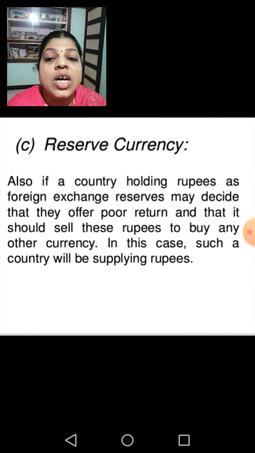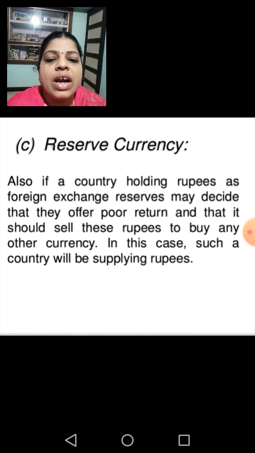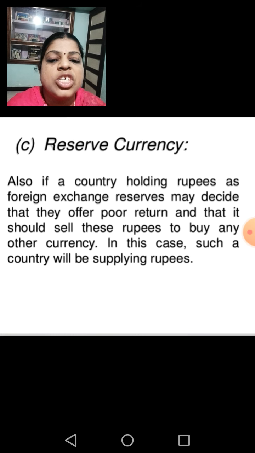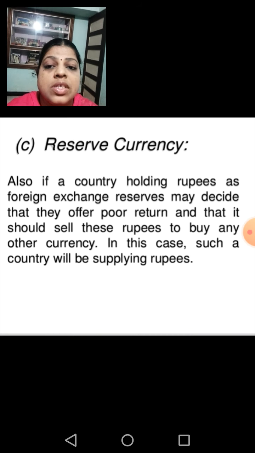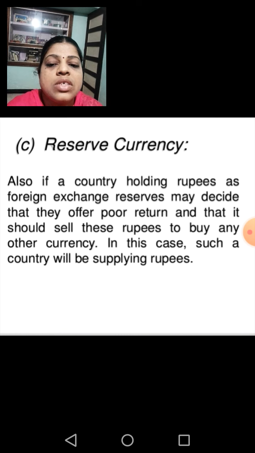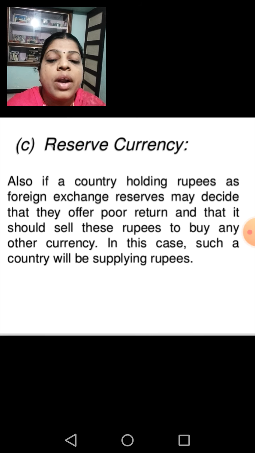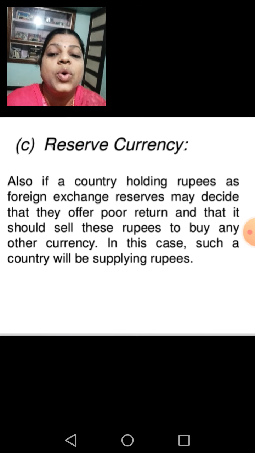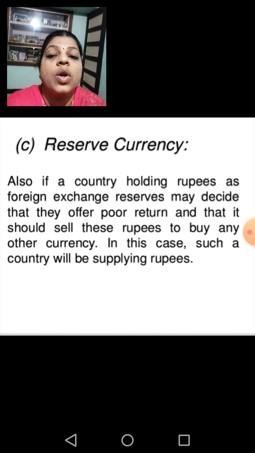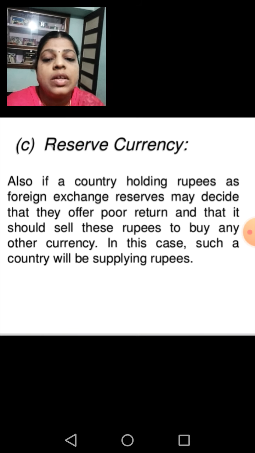Next one is reserve currency. If a country holding rupees as foreign exchange reserves decides that they offer poor return and that it should sell these rupees to buy other currencies, in this case such a country will be supplying the rupees. So, children, if they want to purchase something from other countries, they have to supply the rupees in order to get certain commodities.